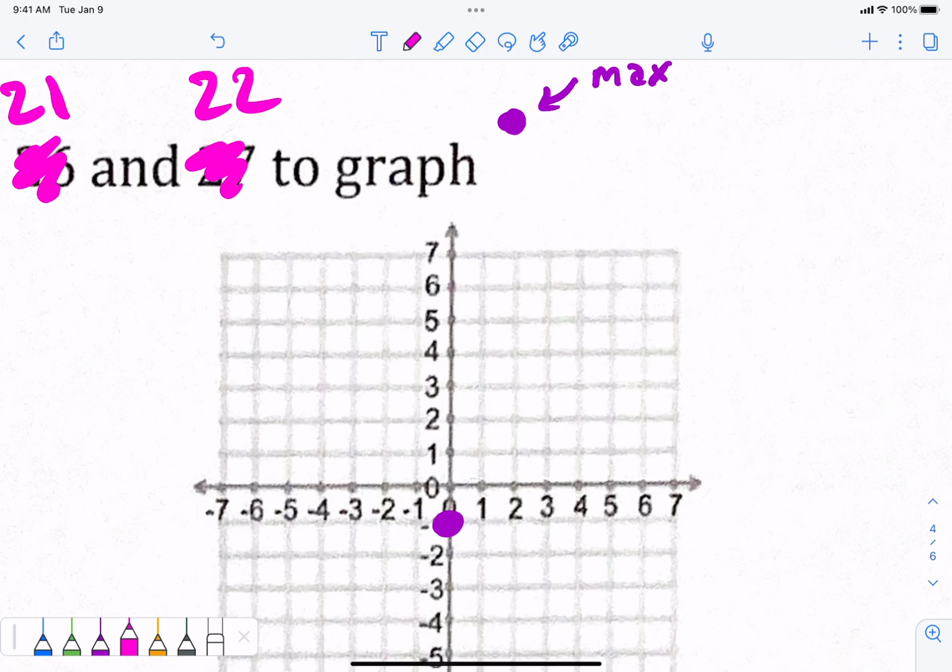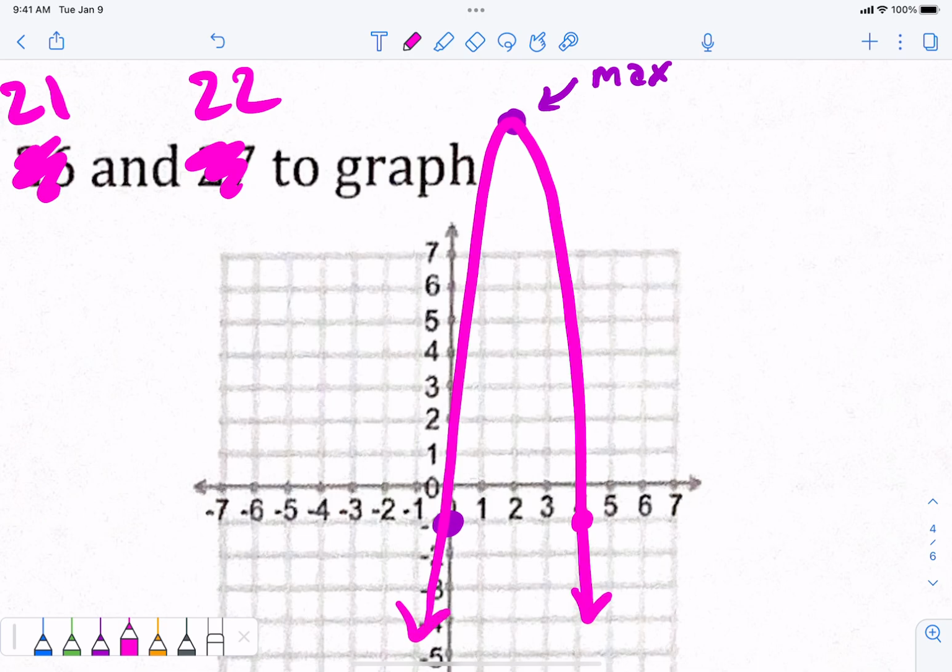But that means that over here is also another point, right? Because it's going to look like this. Does that make sense? Yeah. That's what my parabola is going to look like.